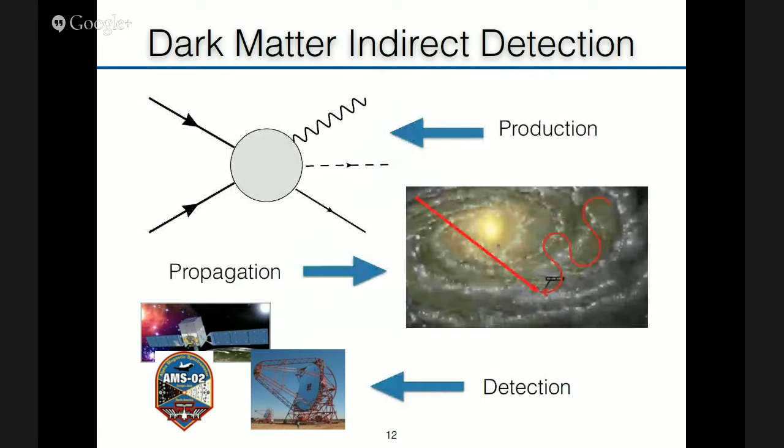How do we do indirect detection? So we have, as I said, the production of dark matter annihilating into either gauge bosons or Higgs or fermions or any standard model particle, then we have the propagation of the stable particles. Of course, if we create a Higgs, it's just going to decay. But then these stable particles, electrons, protons, antiprotons, and gamma rays can propagate through the galaxy, depending on the charge, either in a straight line or through some complicated path. And then we expect to detect them in the solar neighborhood, either here at Earth or in some satellites orbiting around the Earth.